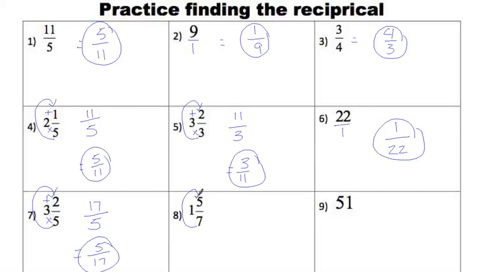Magic C again for this one, because there's a whole number. Multiply at the bottom, add at the top. 7 times 1 is 7, plus 5 gives me 12 over 7. The reciprocal then becomes 7 over 12.